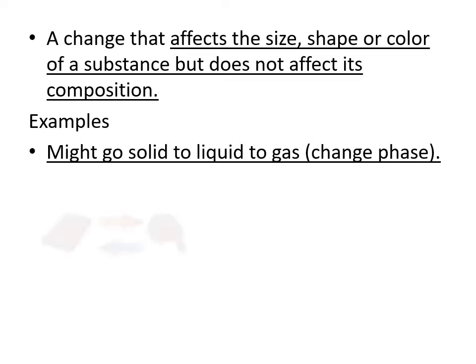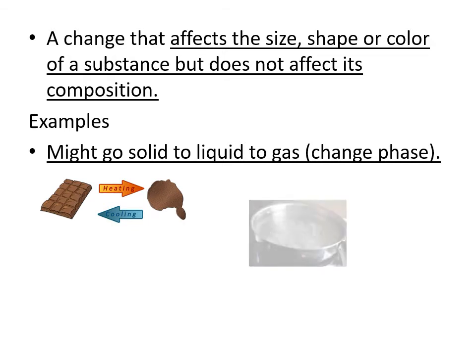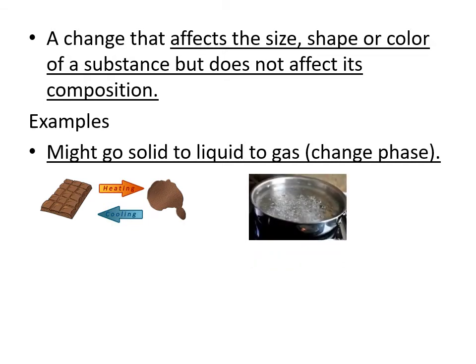Look at this candy bar. Candy bar is chocolate. If I add heat, it melts from a solid and turns into a liquid. Is it still chocolate? Yes. Once it cools back into a solid again, it'll be edible, but it will not be the same shape.